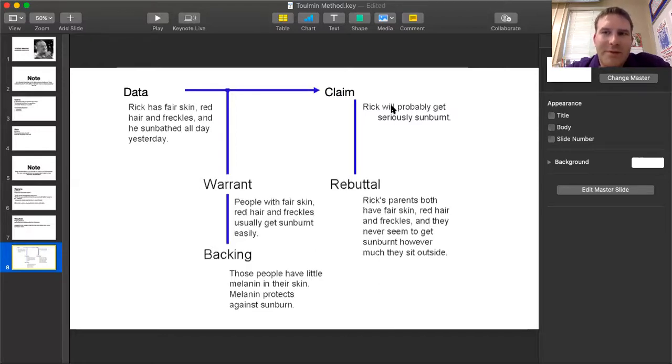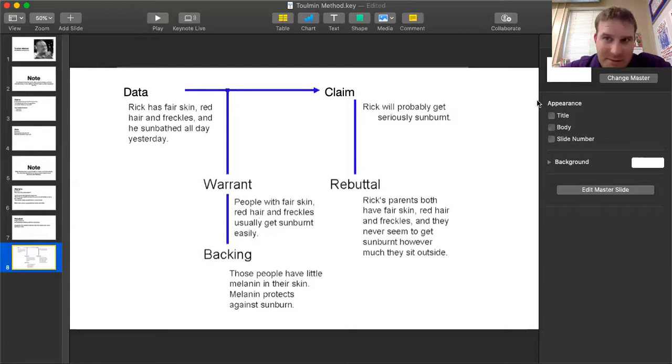You didn't really explain how all of that information is relevant, how all that information adds up. Keep in mind, the reader, you have to consider, is kind of dumb, and so you need to explain all this information. That's where the warrant comes into play, or the pattern that you discovered. So the pattern is people with fair skin, red hair, and freckles usually get sunburnt easily.